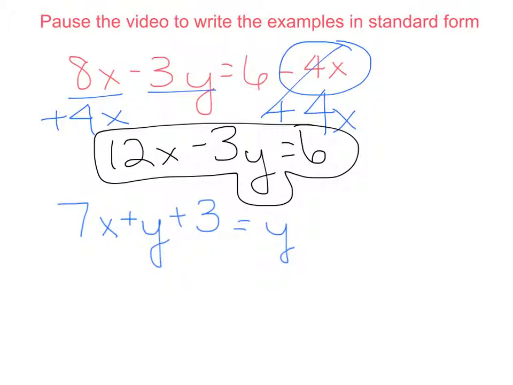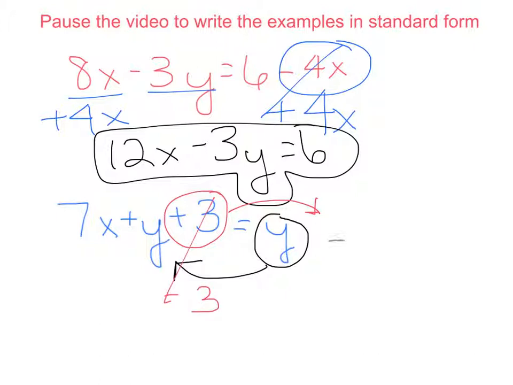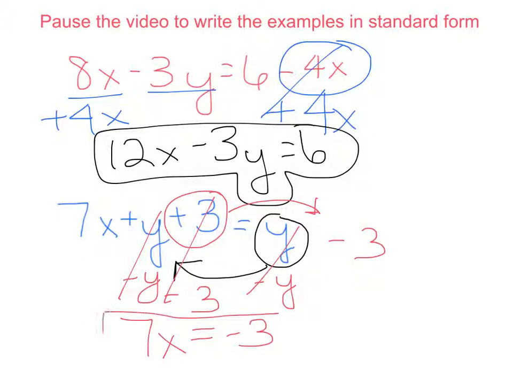Next equation, 7x plus y plus 3 equals y. So we need to get the y to the other side, but we also need to get the 3 to this side. So let's start with the 3. We subtract 3 from both sides. So now we have 7x plus y equals y minus 3. Now we can subtract y from both sides. And so we are left with 7x equals negative 3 for our new equation.